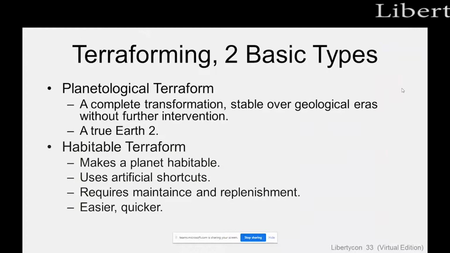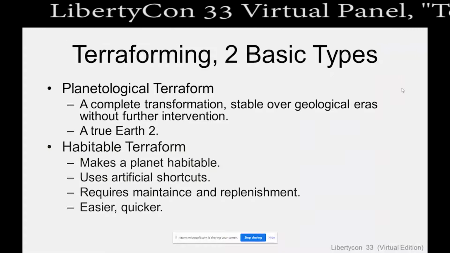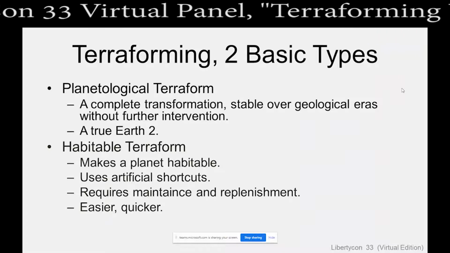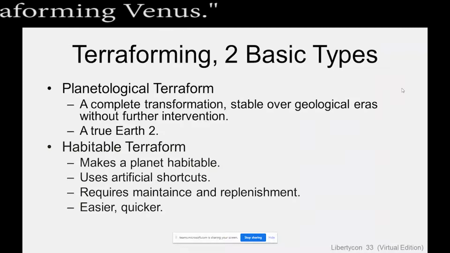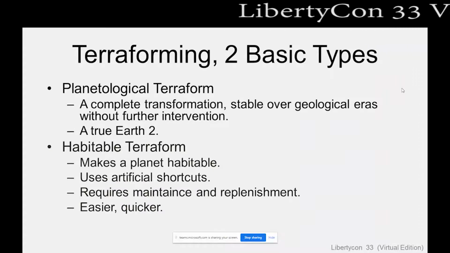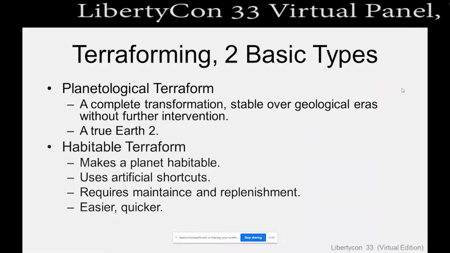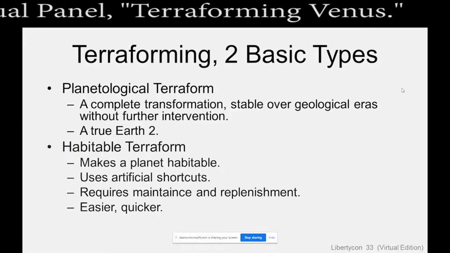We have planetological terraform, where you essentially make an Earth 2. It's stable over geological time periods, and you don't really have to perform any maintenance once you've got the planet terraformed. That's more difficult. You've got to have just the right candidate to terraform such a planet. I'm not sure we have such a planet in our solar system, but we might run into other planets like that around other stars.